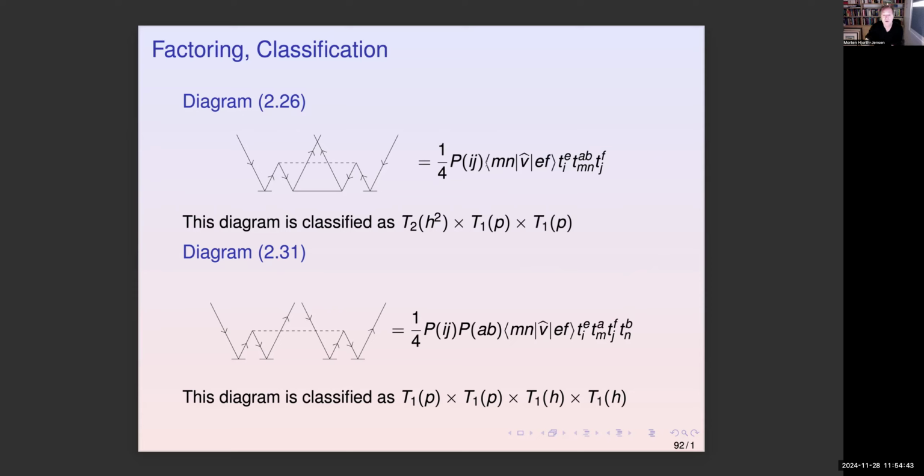And if you go back to the previous diagram, you see quickly that you have two hole lines which enter the T2 amplitude, and then you have two particle lines which are summed over in the T1 amplitudes.